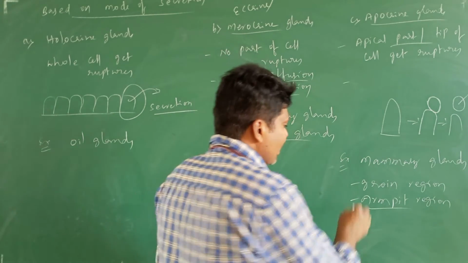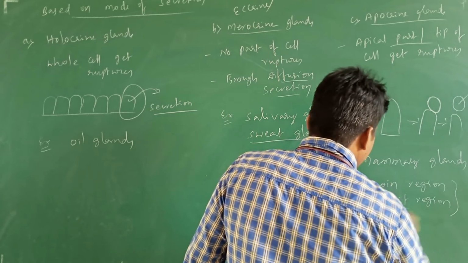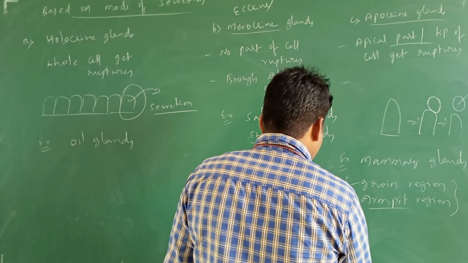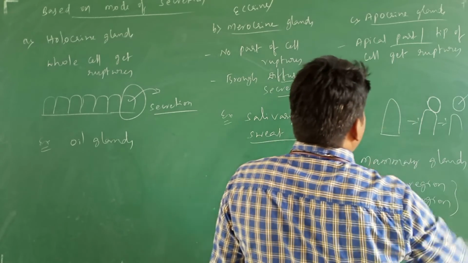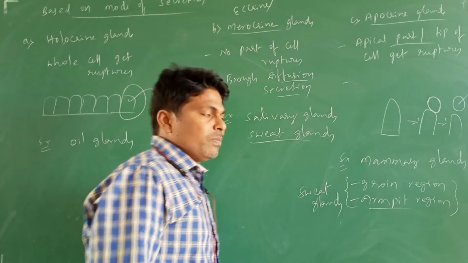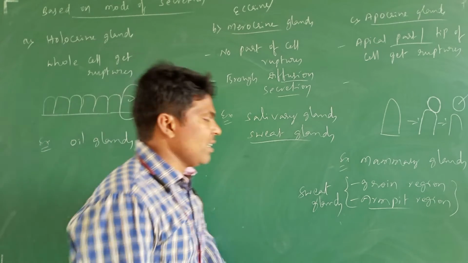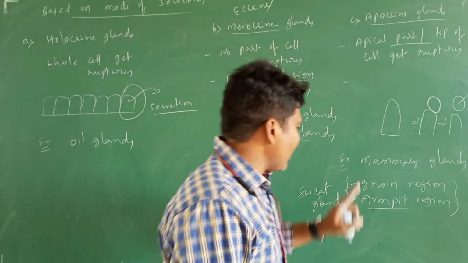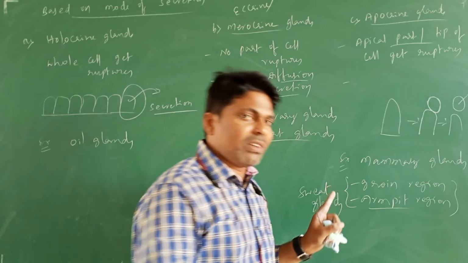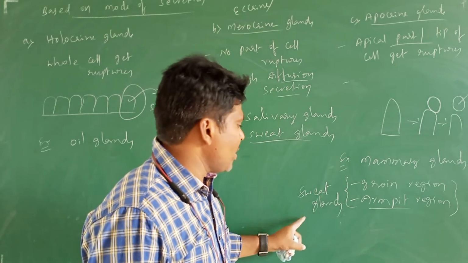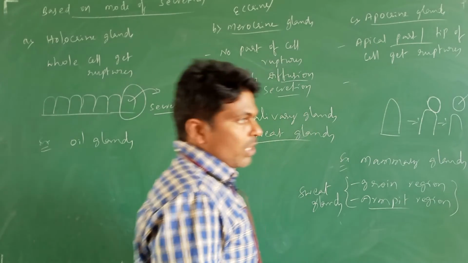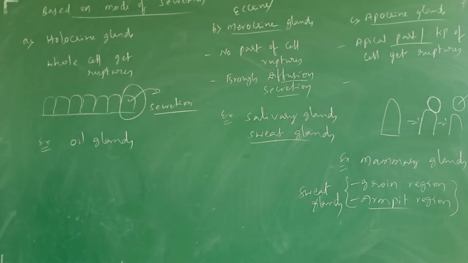Particularly in these regions, the sweat glands are the apocrine type. Generally, the sweat glands of the entire body are merocrine glands, but in the groin and armpit regions, the sweat glands are apocrine in nature. Please go through that.